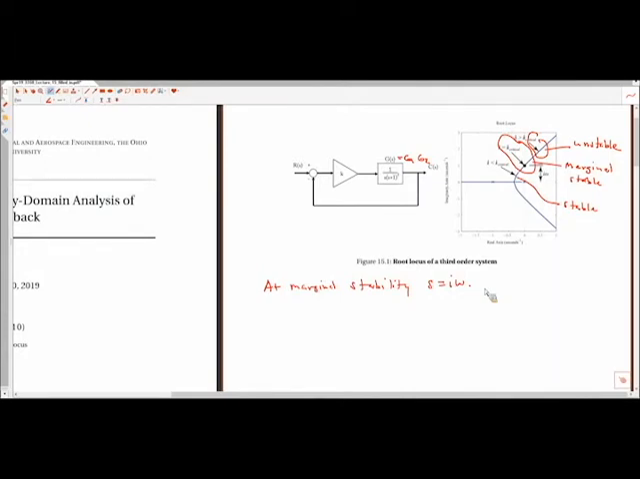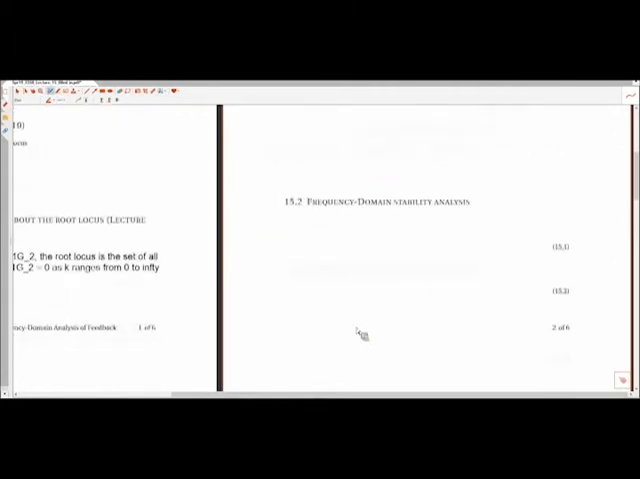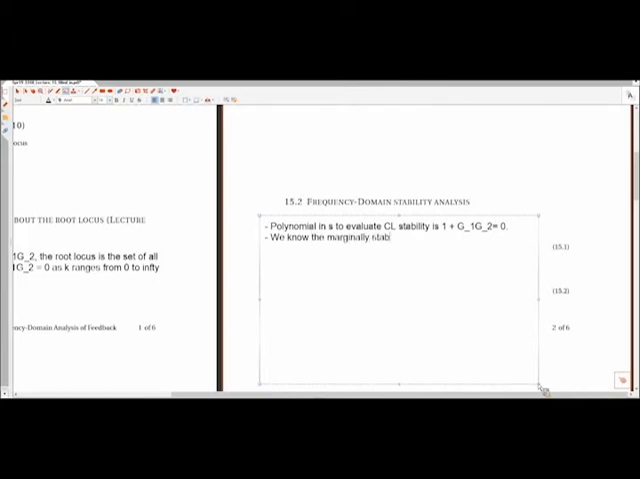Okay, so just some notes on this. The polynomial in S to evaluate closed-loop stability is 1 plus G1 G2 equal to 0. That's in the denominator of a closed loop system. Okay, so the other thing to note is that we know the marginally stable case happens at S is equal to i omega. All right, and so if we look at this, this is the marginally stable case.